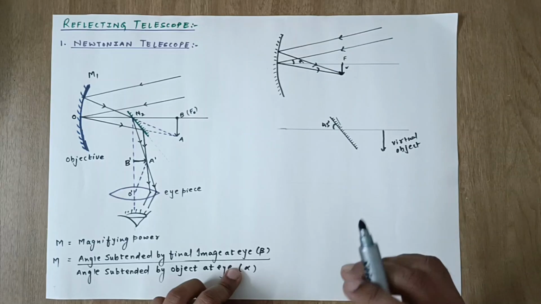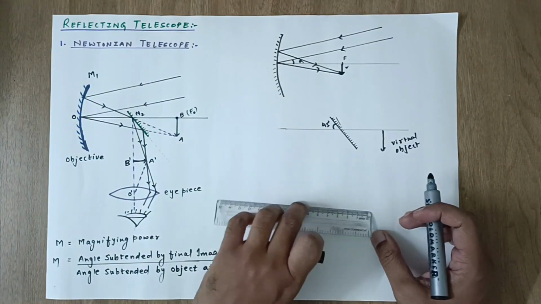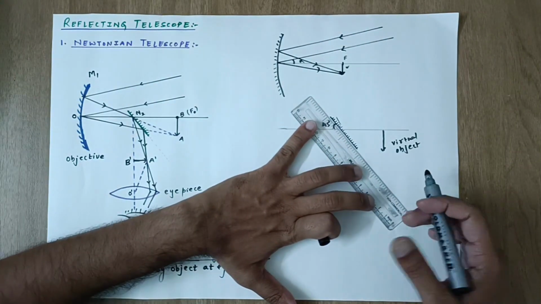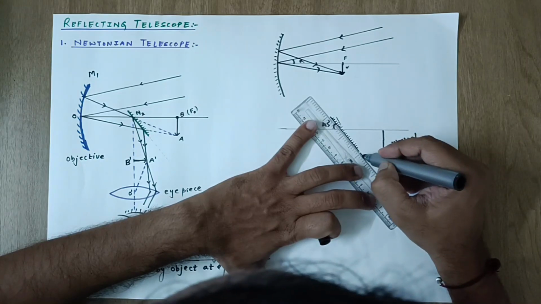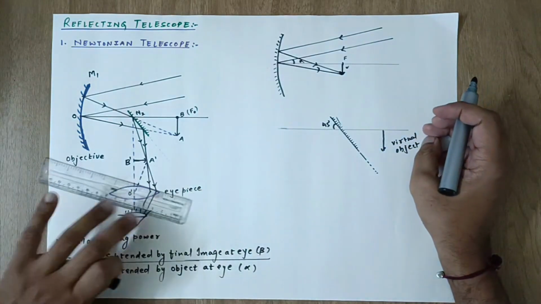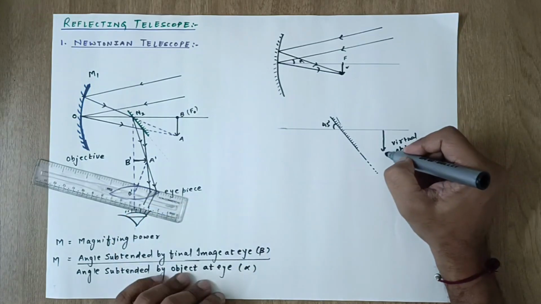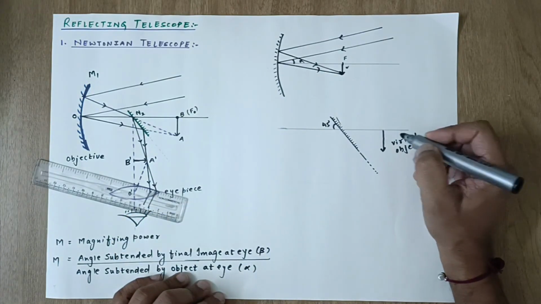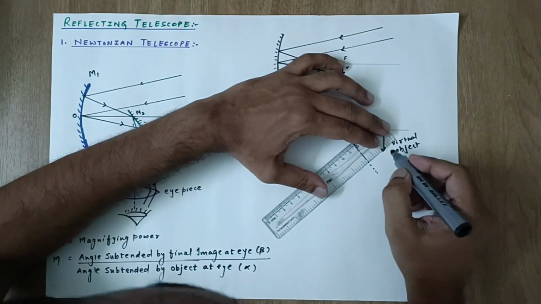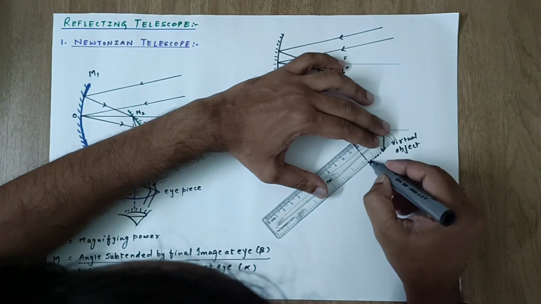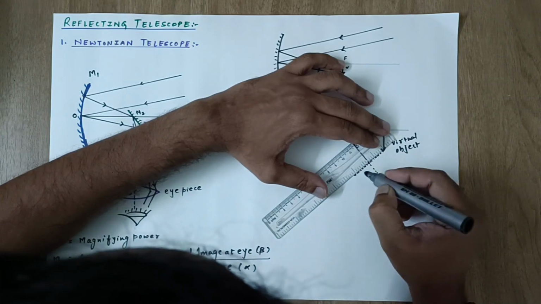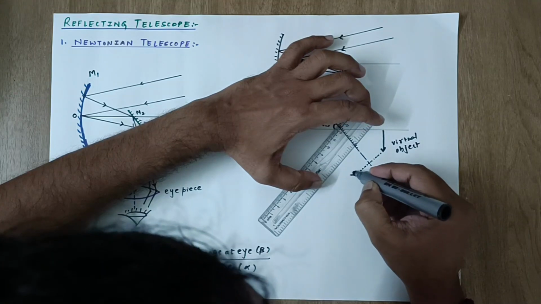Now we will construct the image step by step. We will have to extend the mirror, and you know the property of the plane mirror: the object distance and the image distance are the same. So I'll divide this into two parts, the head and the tail. The head is at some perpendicular distance, and at the same perpendicular distance you will get the image of the head like this.